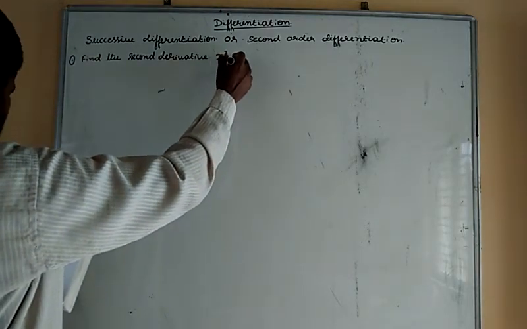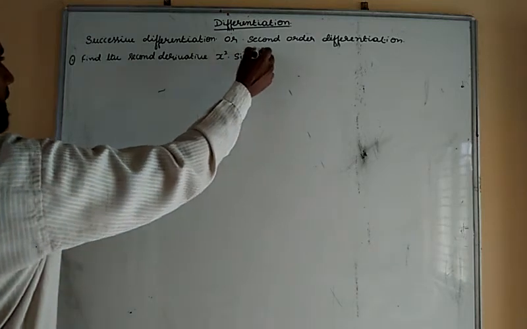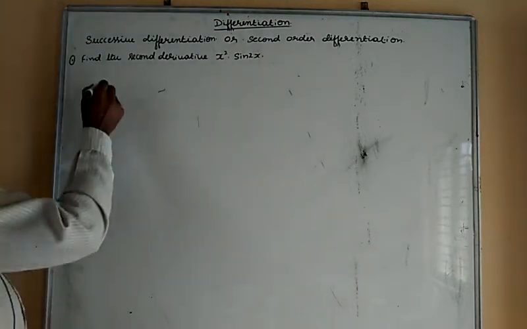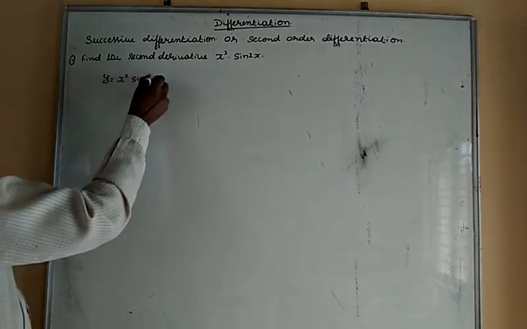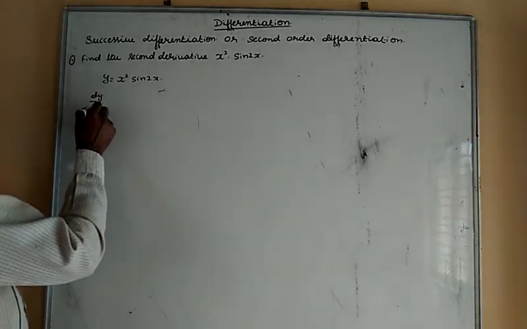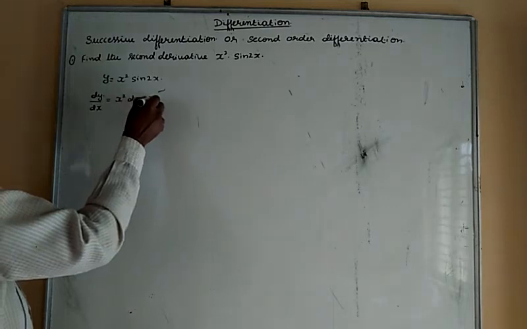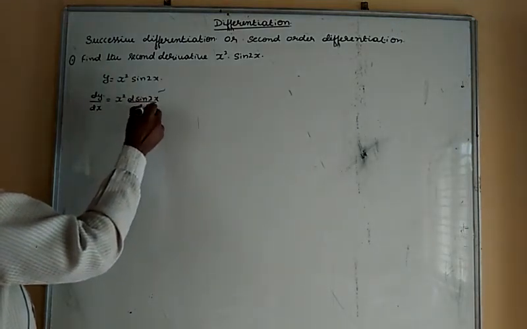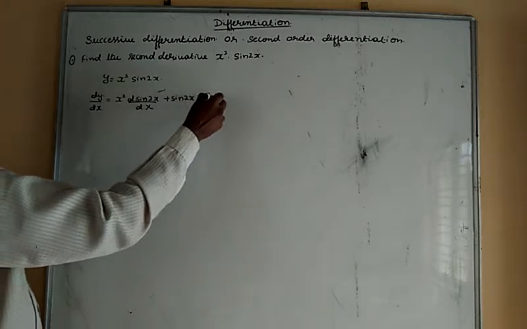Find the second order derivative of x square sine 2x. So the given function is y is equal to x square sine 2x. Then apply the product rule. dy by dx is equal to first function into differentiation of second function plus second function into differentiation of first function.